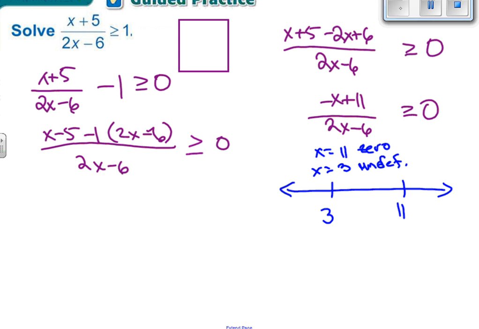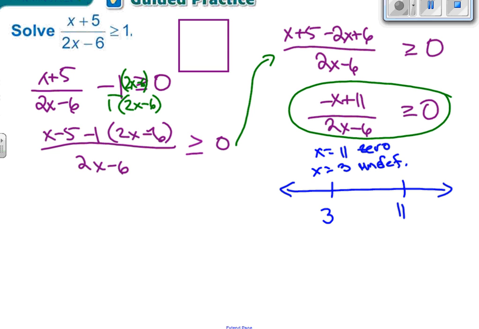Okay, so the job there is to subtract 1 from both sides, and then get a common denominator, which is 2x minus 6. And we multiply by that over itself. We don't want to get rid of the fractions. We just want to get that common denominator. And then we end up with this as our rule. We find that 11 is a 0, 3 is where it's undefined.